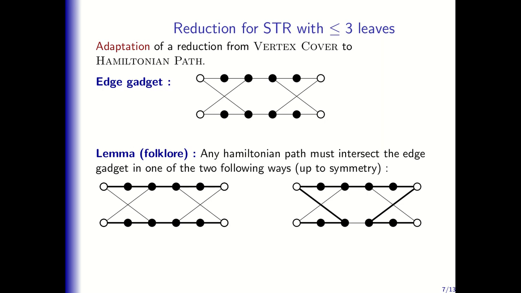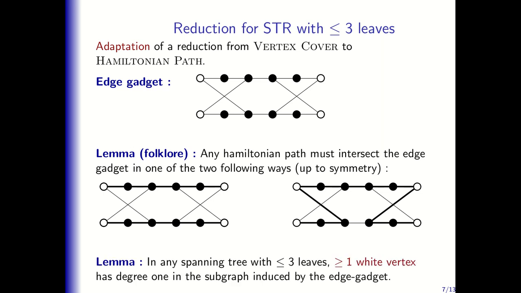When you look at the restriction of any Hamiltonian path to this edge gadget, you know it can intersect this edge gadget in at most two ways up to symmetry, as in the second figure: either you have two parallel paths or you have this zigzag situation. So you can really complete this gadget the way you want.